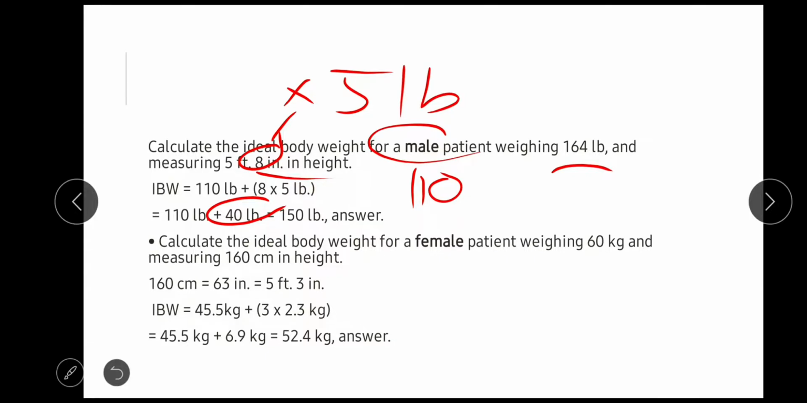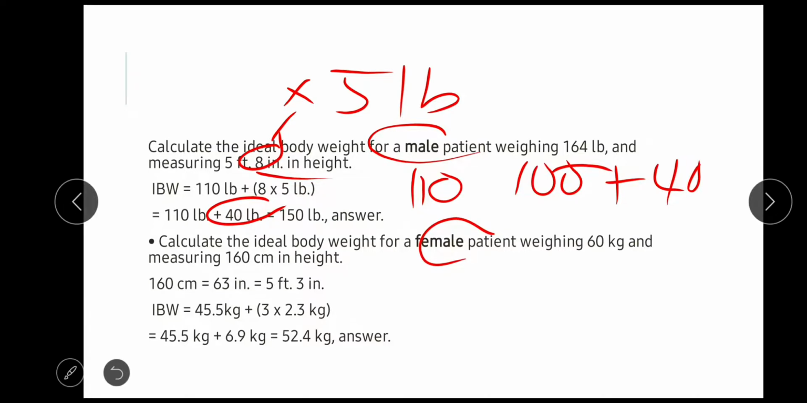Pero kung female naman tayo, female yung given natin, na ito yung 5'8", same natin, 100 lang siya. 100 plus 40, the answer would be 140 pounds kung sa female. So, mas mababa pag female.